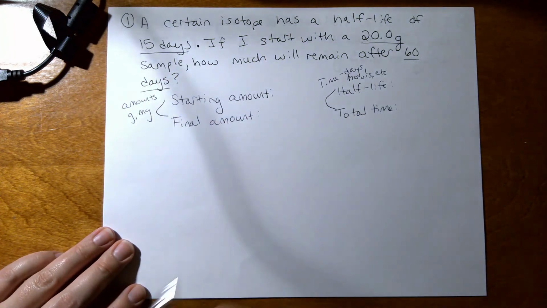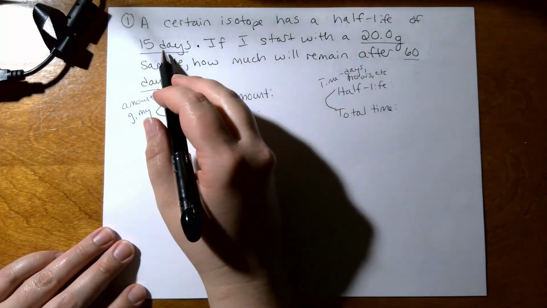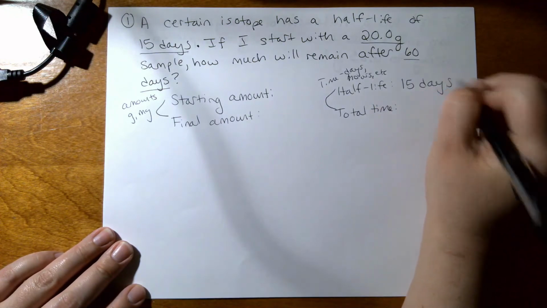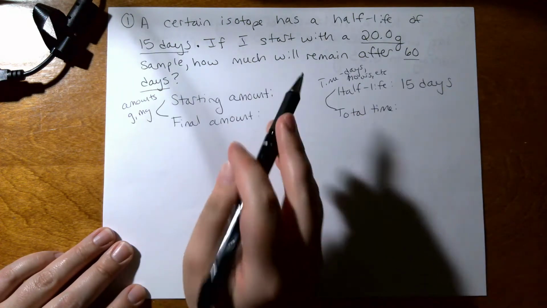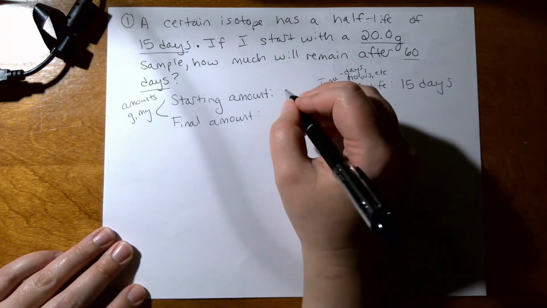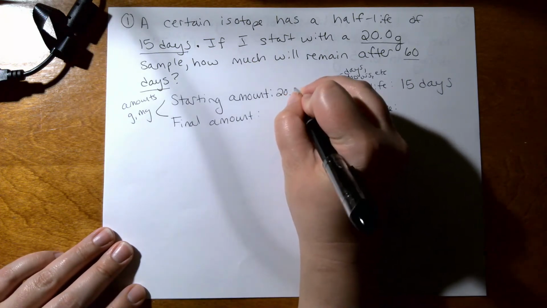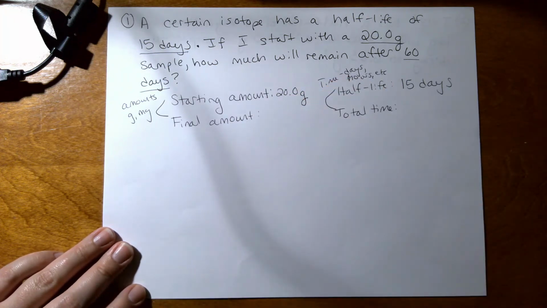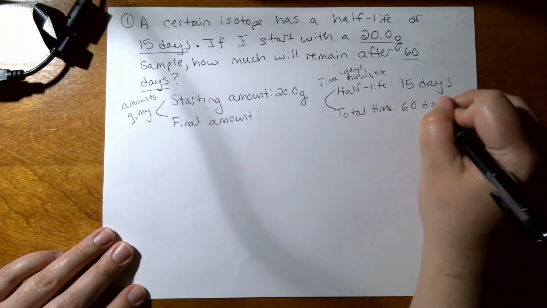Okay, so a half-life of 15 days. All right, so that's pretty clear. That must be the half-life. If I start with a 20-gram sample, okay, so it's an amount, so it must be one of these. And it's specifically saying I start with that, so that must be my starting amount. How much will remain after 60 days? So that must be the total time that's elapsed.